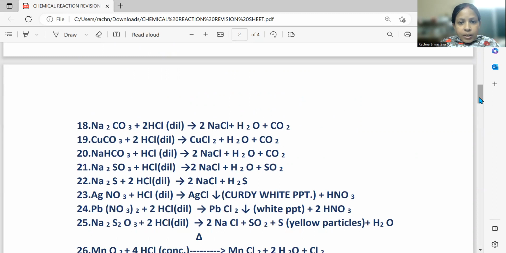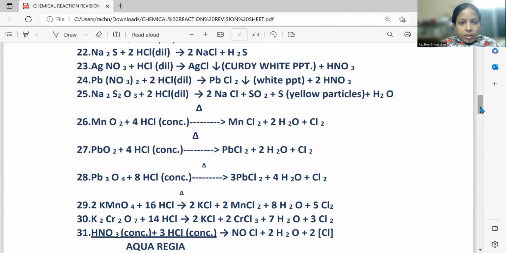So you can see when I have started writing equation number 18, sodium carbonate plus HCl, I have written dilute. Dilute means that here we are not taking hydrogen chloride gas, we are taking it in an acid form and the state is dilute. You can see the heat symbols wherever they are required, they are mentioned. Please be very careful that you write the balanced reaction, because for the unbalanced reaction, the board is not giving any marks.